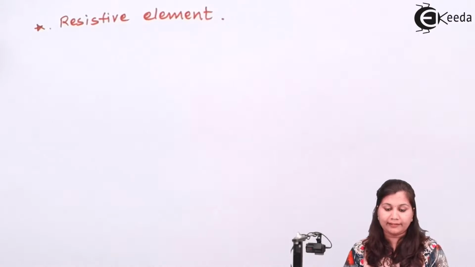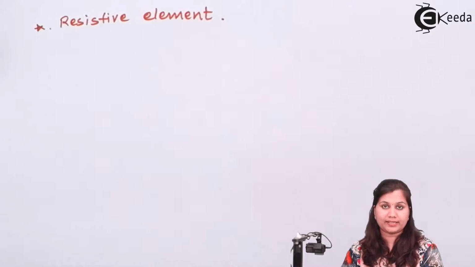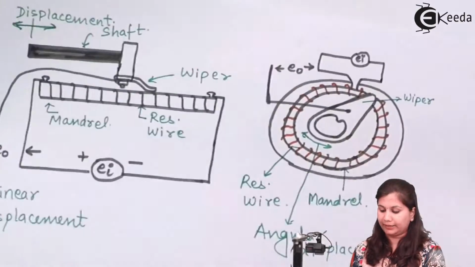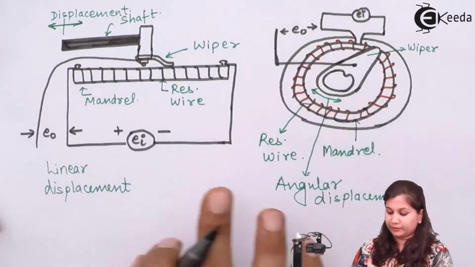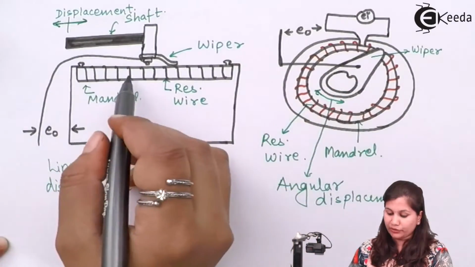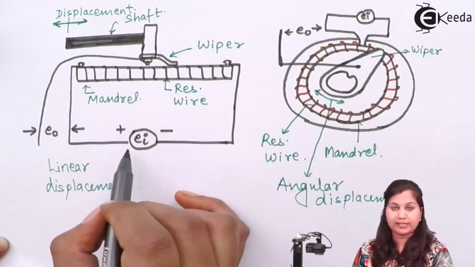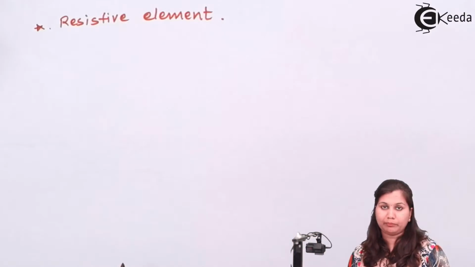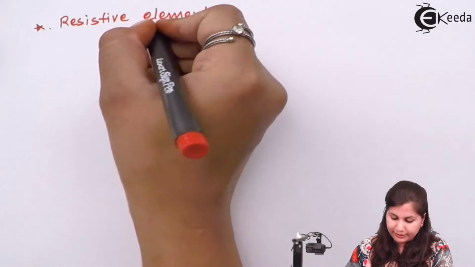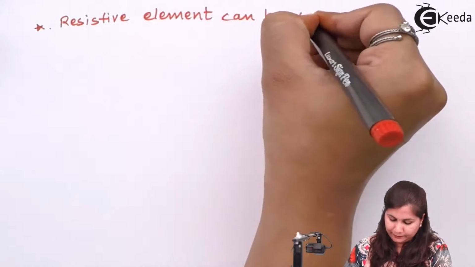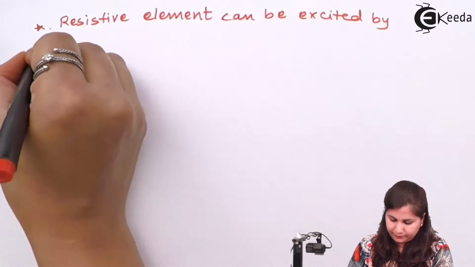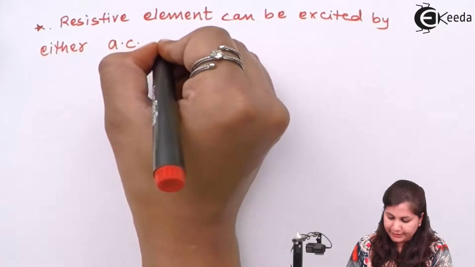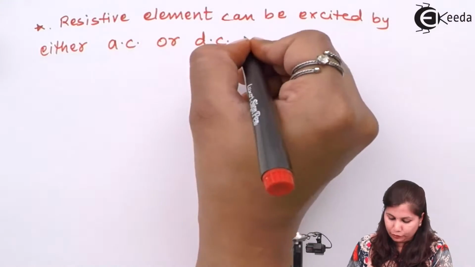Now you have seen in the diagram of the potentiometers that we have connected an input voltage, which is Ei, to the resistive element. Both in the linear and the rotary potentiometers, an input voltage Ei is connected to the resistive element. Now this voltage can be an AC or a DC voltage. So the resistive element can be excited by either AC or DC voltage.